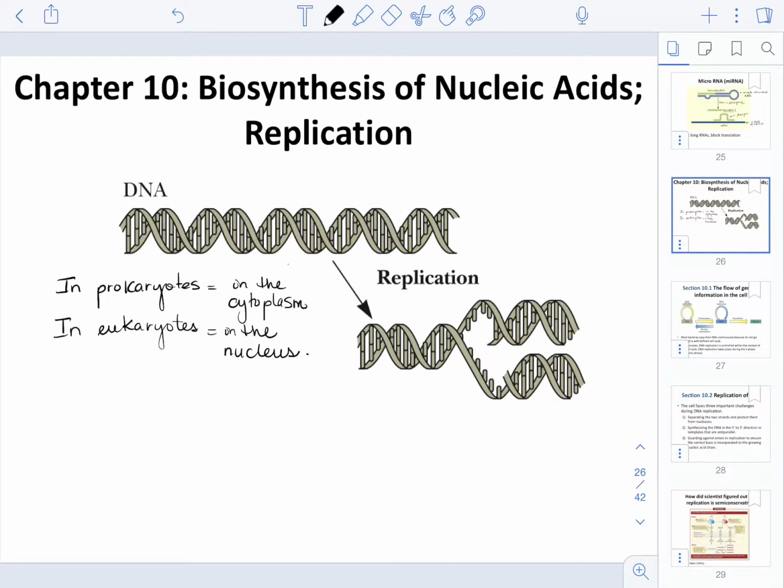Now, the process of DNA replication explains how from one double-stranded DNA molecule, we are able to generate two double-stranded DNA molecules. And we're going to see right now this general information of how different experiments prove how this process happens.